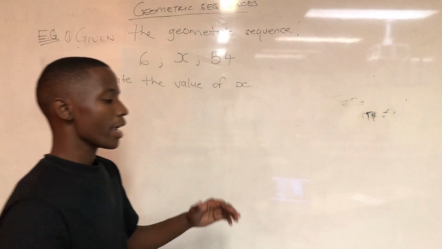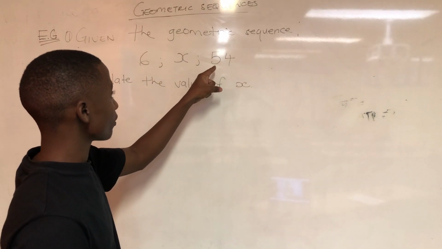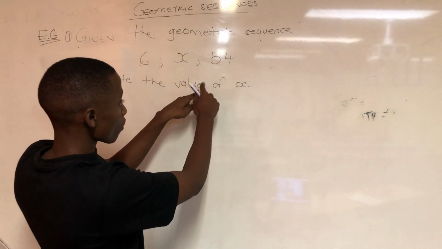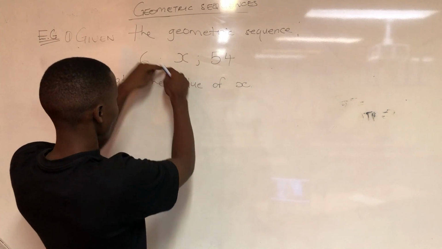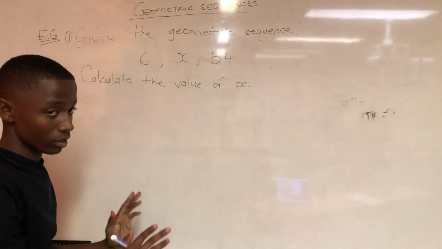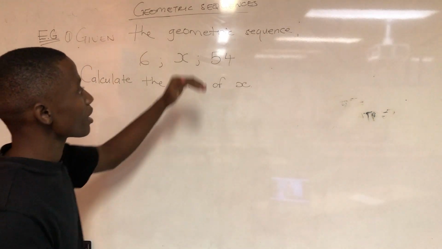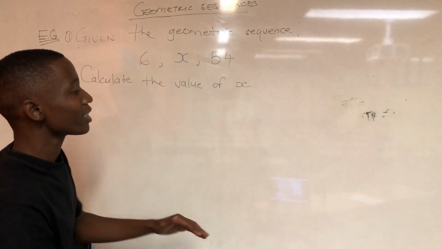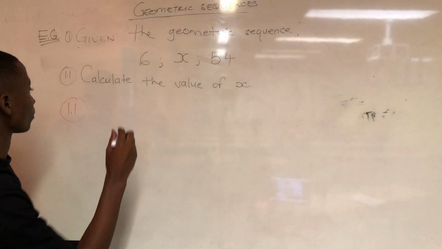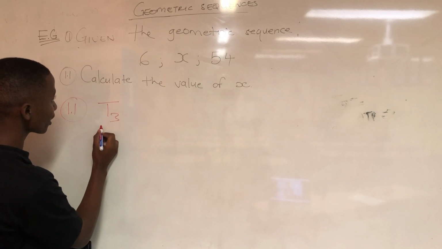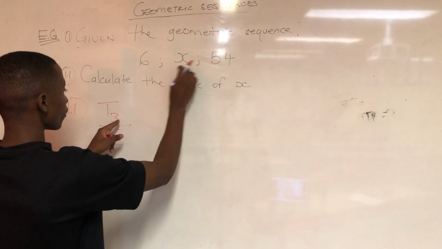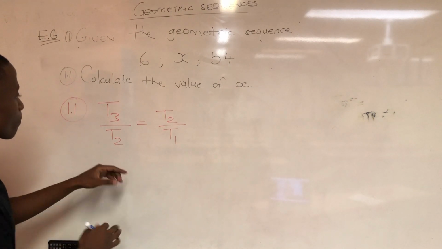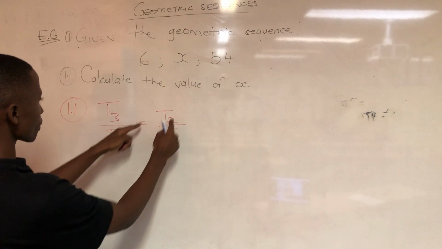So for example, 54 divided by x, this ratio that we're looking for here, will be the same as T2 divided by 6, or T2 divided by T1. The procedure will say T3 divided by T2, the ratio, is also equal to term 2 divided by term 1. Let's apply them downwards. So we have T3 over T2 equal to T2 over T1, so this is equal to the common ratio.